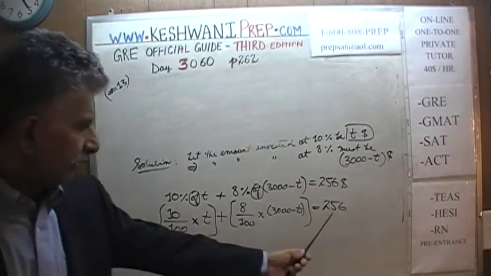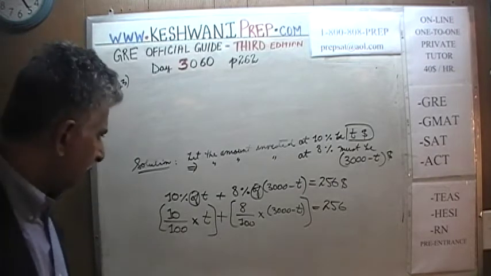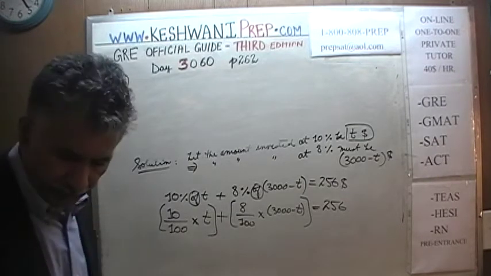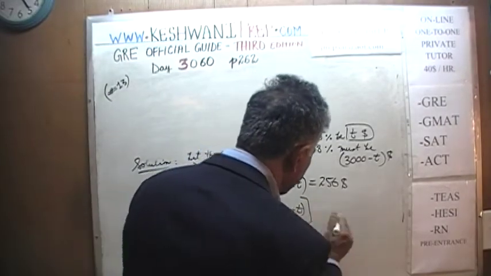What we're going to do is multiply this entire equation by 100. Multiply the entire equation by 100. In order for us to do that, I need a little bit of room here, so I'm going to squeeze this out a little bit so you can see it.